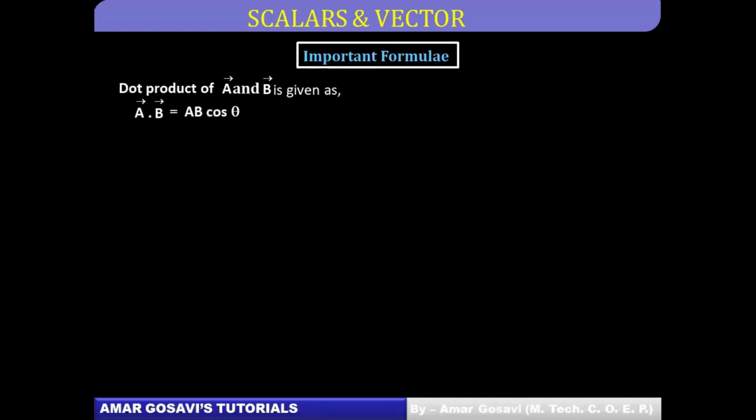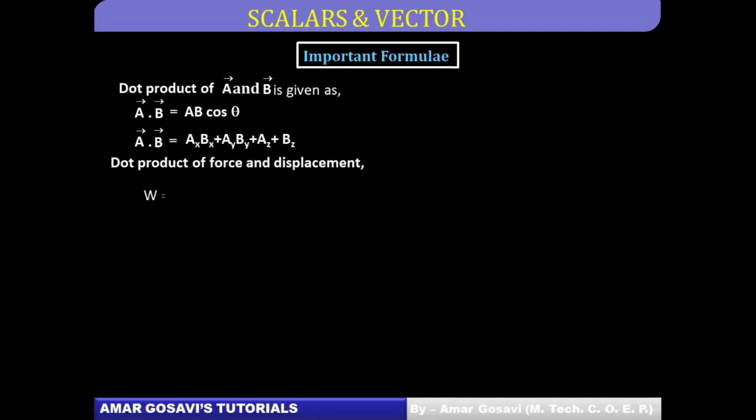A dot B would be worked out as AB cos theta, or you can also put it as AX BX plus AY BY plus AZ BZ. It's not AZ plus BZ, it will be AZ BZ directly. The dot product of force and displacement is work. So work is the dot product of F and R, and you can also put it as FR cos theta.